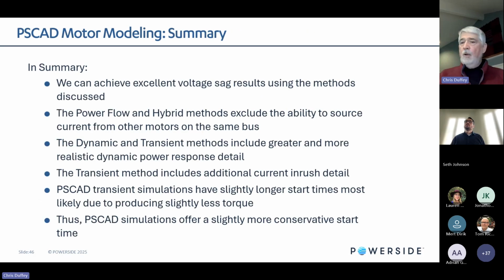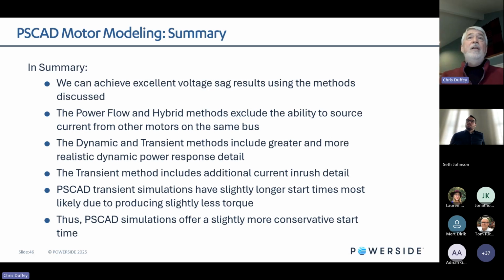In summary, we can achieve excellent voltage sag results using the methods that we talked about, and each one offers its specific flavor in terms of modeling detail. Power flow and hybrid methods exclude the ability to source current from other motors on the same bus. The dynamic and transient methods include greater and more realistic dynamic power response. The transient method includes that additional current inrush at the beginning, which is a higher current level, which could possibly trip protection, so that may be important to you.